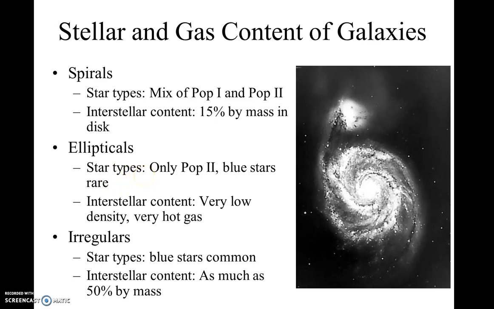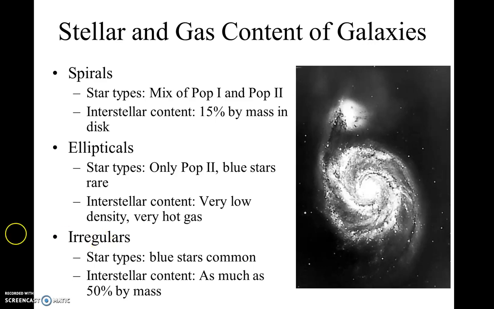Now, ellipticals are quite different. Of course, not only different in shape, but as far as the stars, they are almost always population 2 stars. So these are low metal content, right? That's what defines a pop 2 star. Population 1 stars, metal rich. Population 2 stars are metal poor. So that's the kind of stars that we find in elliptical galaxies.